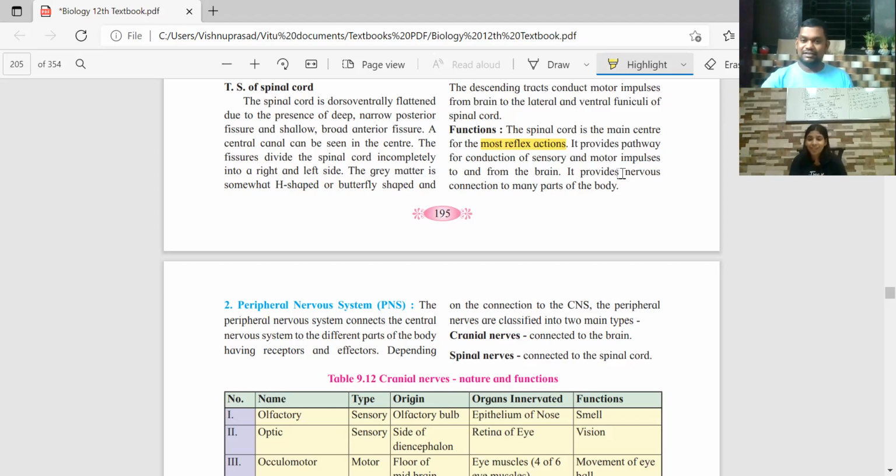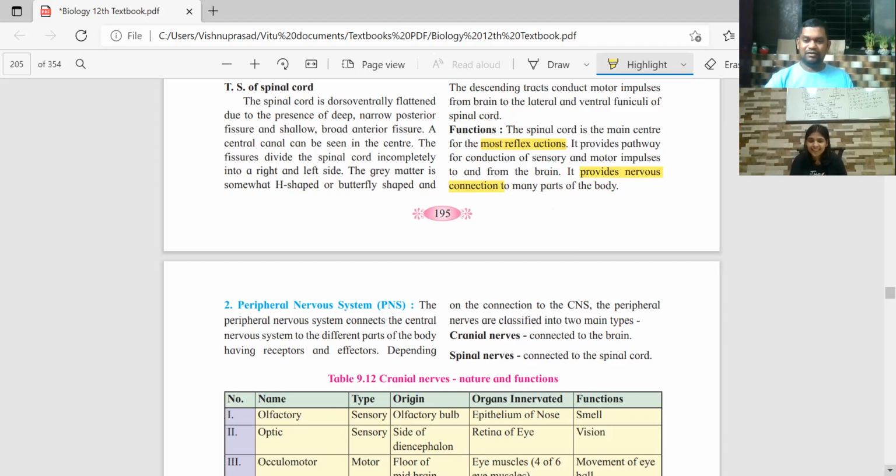This kind of reflex action has been developed. And the spinal cord also provides the nervous connection to many parts of the body. It supplies the nerves to various parts of the body. We will see that now.